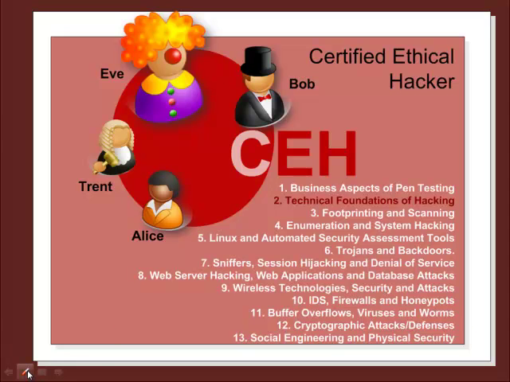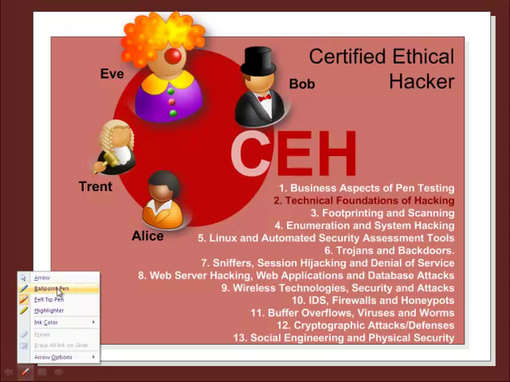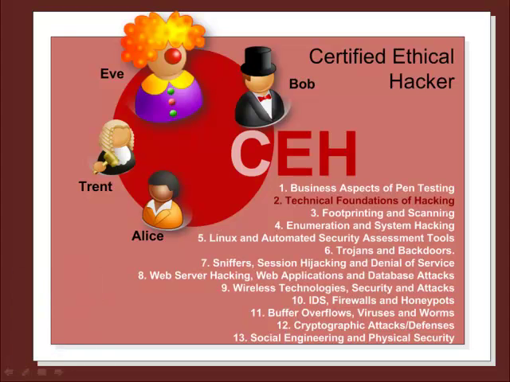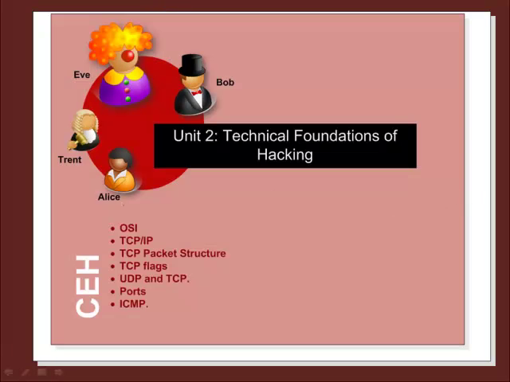Right, so this is the second unit within the Certified Ethical Hacker certification, and we're going to look at the technical foundations of hacking. The main things covered in this presentation will be the OSI 7-layer model. We'll have a look at TCP/IP and Ethernet, and also looking at ARP.